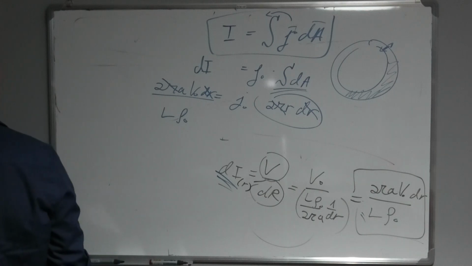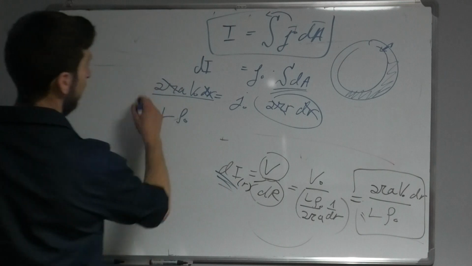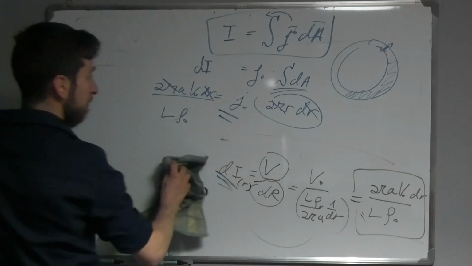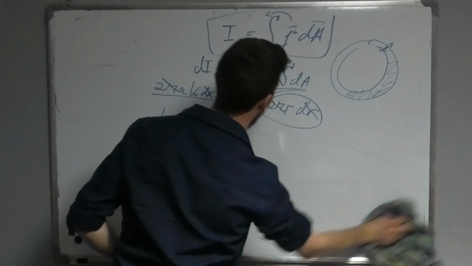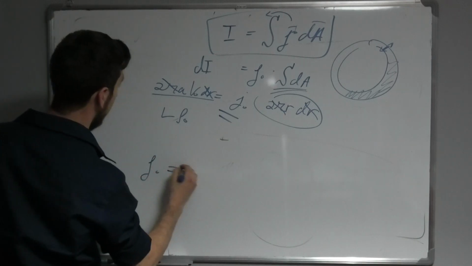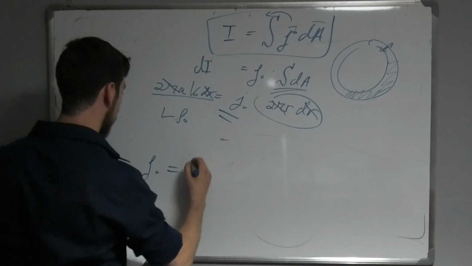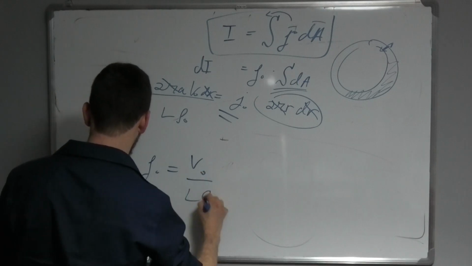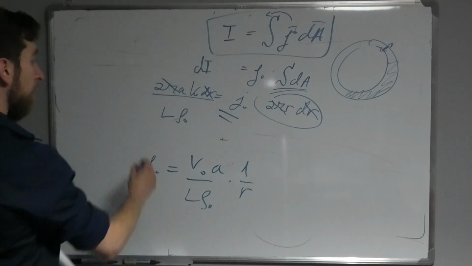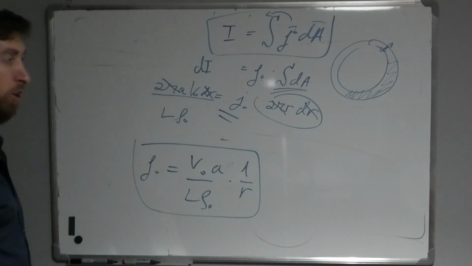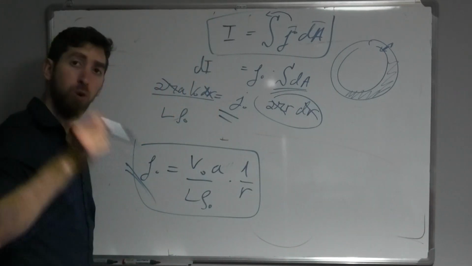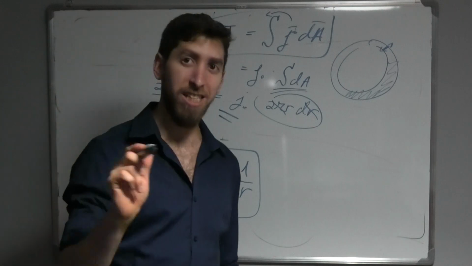Now I want you to notice, J is not constant. Let's clean the board a little bit to make it visible. So J0 is actually equal to V0 over L rho 0 A multiplied by 1 over r. So what's going on? If I go to the bigger cylinder, J is actually dropping. The current density is changing.